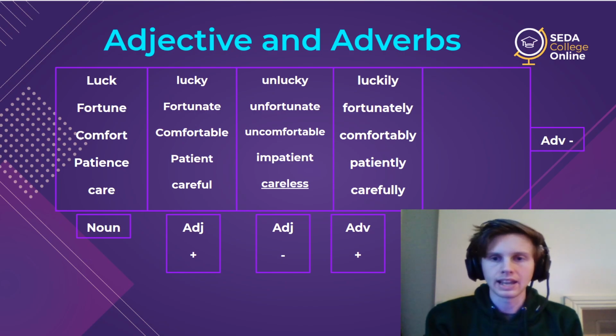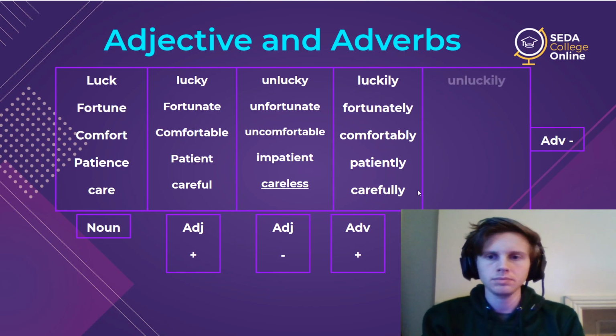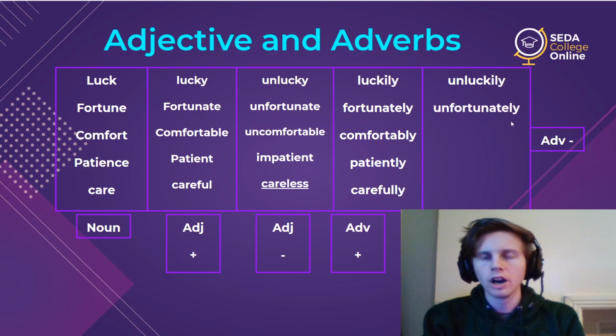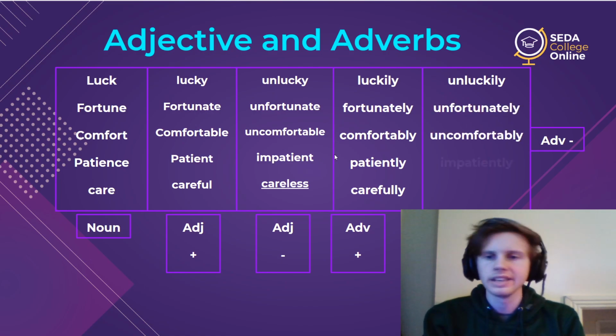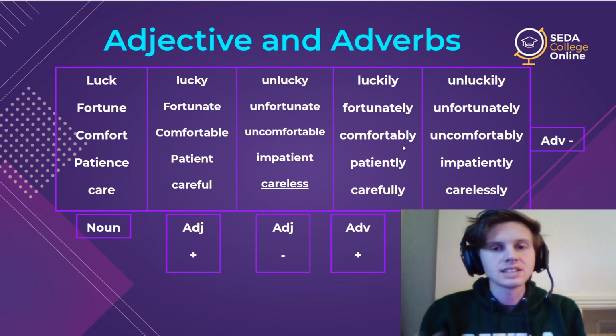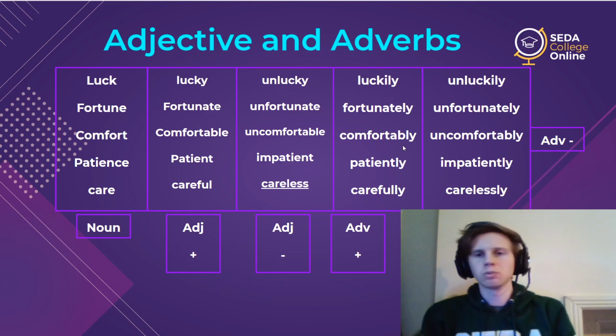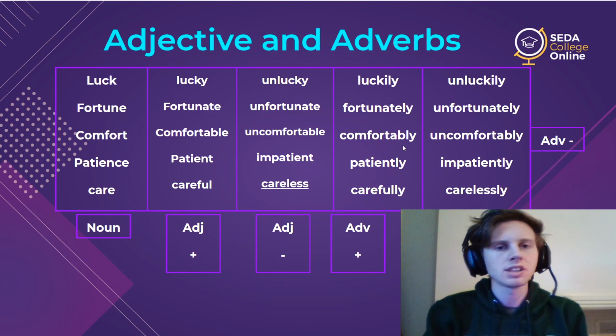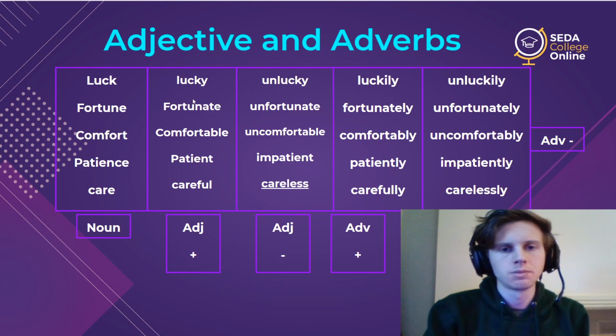So to make the negative, what do we do? Well, we take the negative one and again, add ly. Unluckily, unfortunately, uncomfortably, impatiently, carelessly. So that one is the same. So adverbs are kind of easy. Add ly, just add ly, you'll be done. The hard thing are the adjectives.